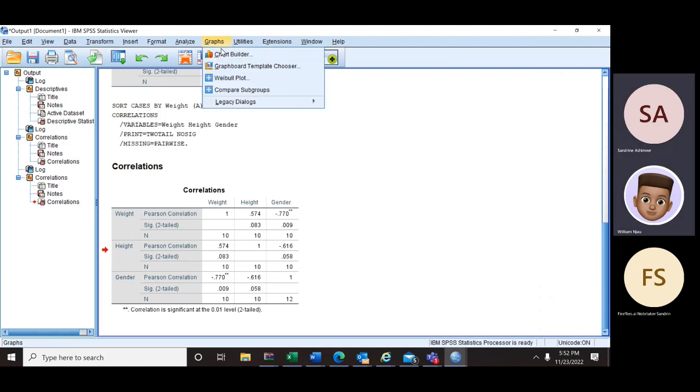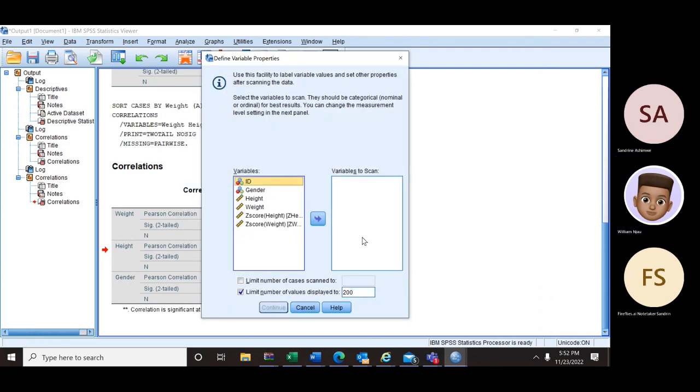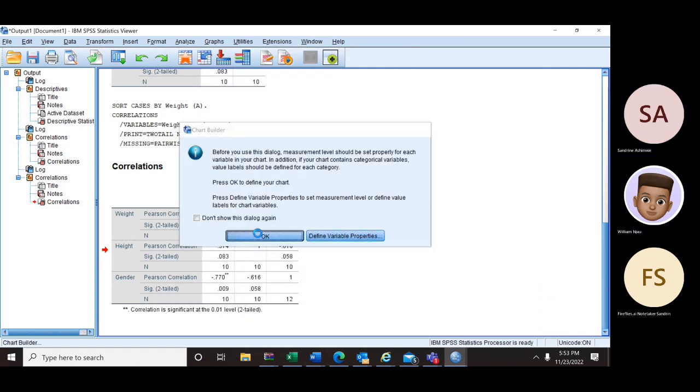So I go back to graphs. And then I go here. Click define. Yeah. It says to use this facility and set other properties. They should be categorical, nominal. I'm not sure what it wants you to do, honestly. So we just proceed. Say okay.